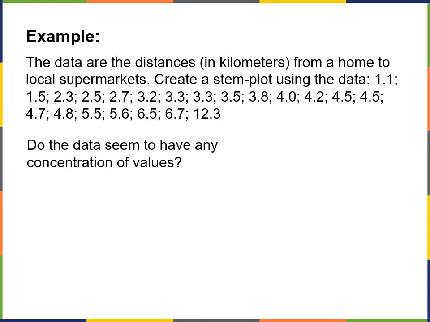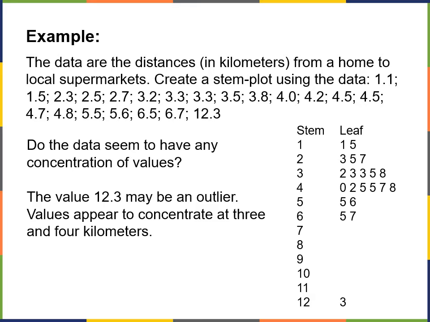Here's another one. If we're looking at distances in kilometers from home to, say, a supermarket, they asked a bunch of students or people, and they found out, okay, let's see what we have here. We have 1.1 kilometers, 1.5 kilometers. It's already in order, and we want to make a stem and leaf graph. Then we want to answer this question: do the data values seem to be concentrated at certain values?